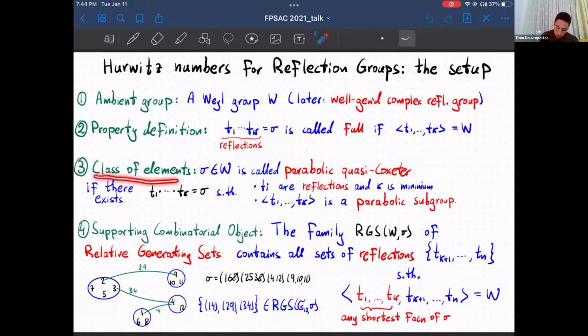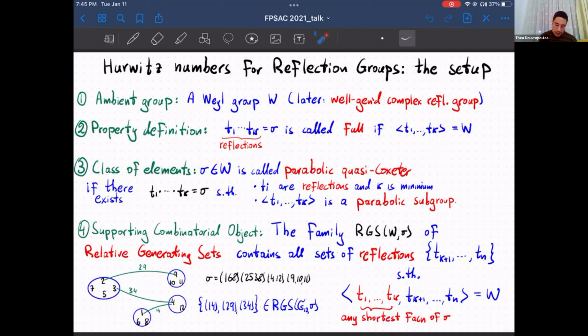Now, we're not going to be able to give a counting formula for arbitrary elements in the groups. We're going to be giving them for parabolic quasi-Coxeter elements. Just keep in mind that these contain all of the elements in the symmetric group. These also contain all of the parabolic Coxeter elements, so it's a big enough family.